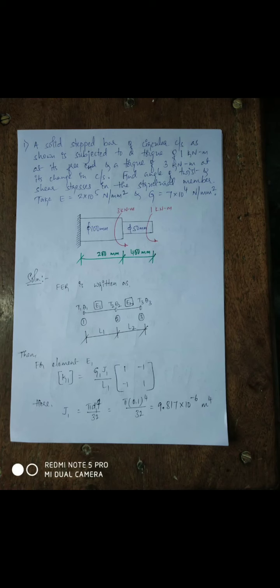Also, for the first element, diameter is 100 mm, which is nothing but 0.1 meter. Thus, J1 is equal to pi d1 to the power 4 by 32, pi into 0.1 to the power 4 by 32. When you simplify, the answer is 9.817 into 10 to the power of minus 6 meter to the power 4. When you substitute these values in the above equation, you are going to get an answer for K1, which is being shown in the next video.